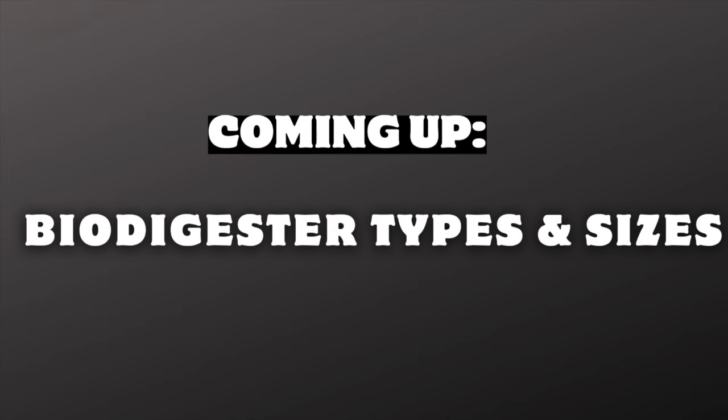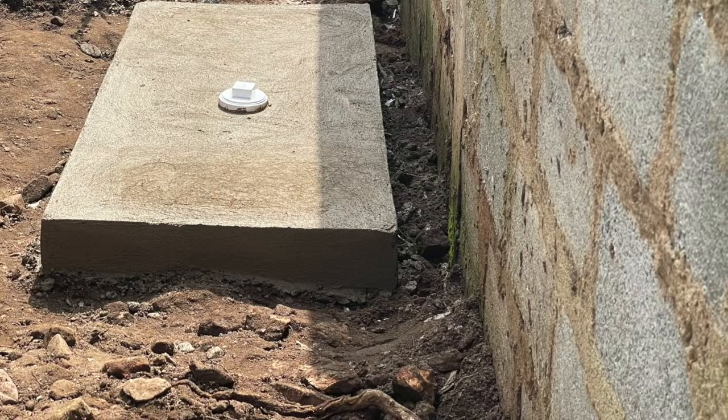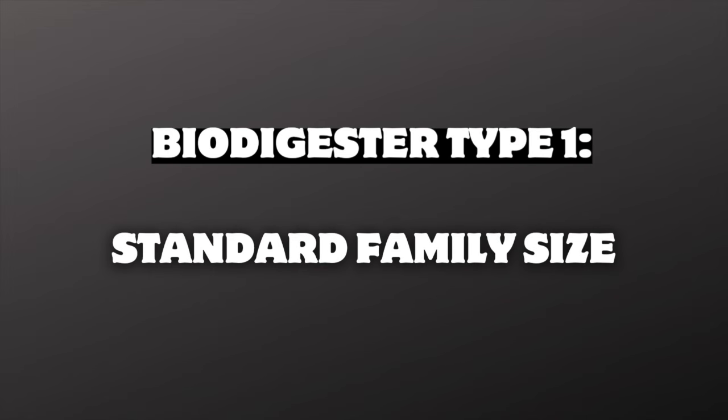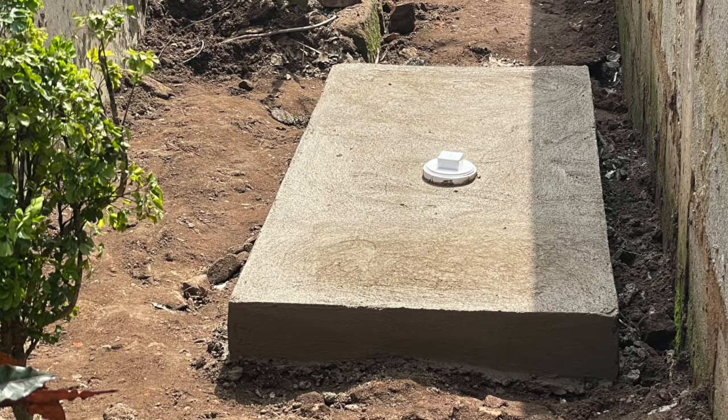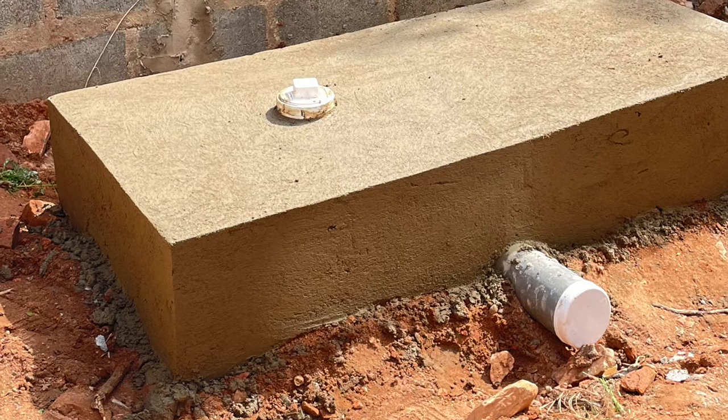Now, there are 4 types of biodigesters that we usually construct for clients and those who are interested in learning how to construct a biodigester. The first type you can consider for your house is the standard family size biodigester. Standard family means that there's a father, a mother, and about 2, 3, or even 4 children.